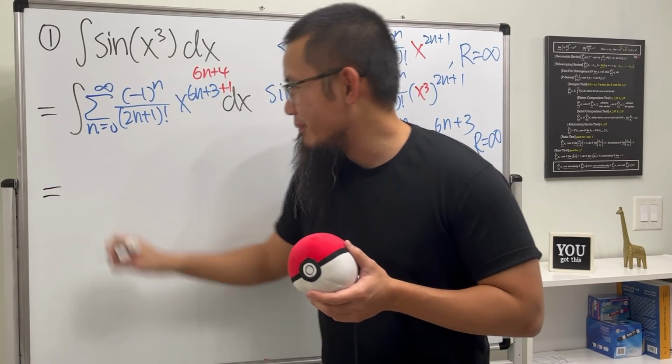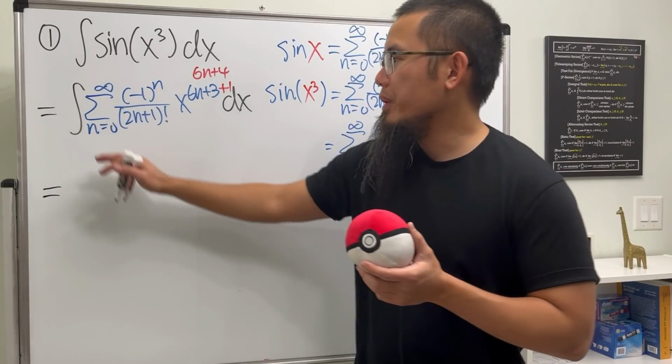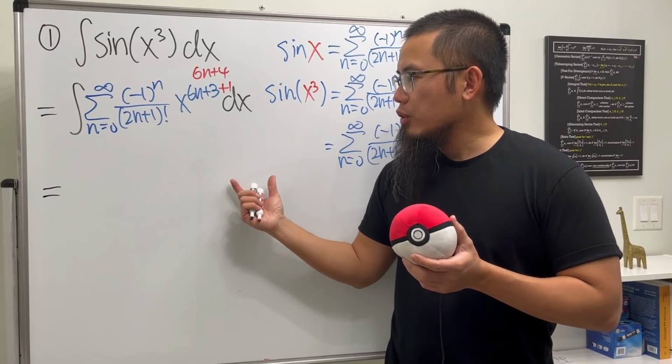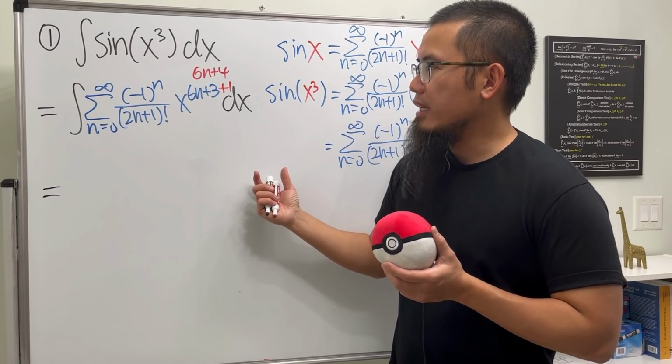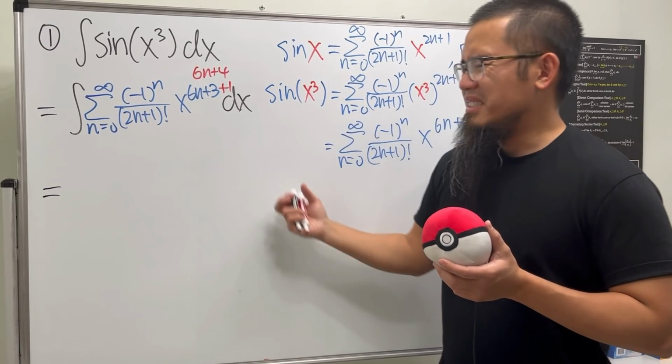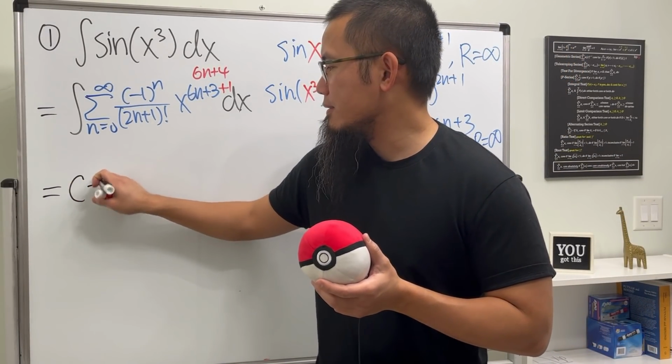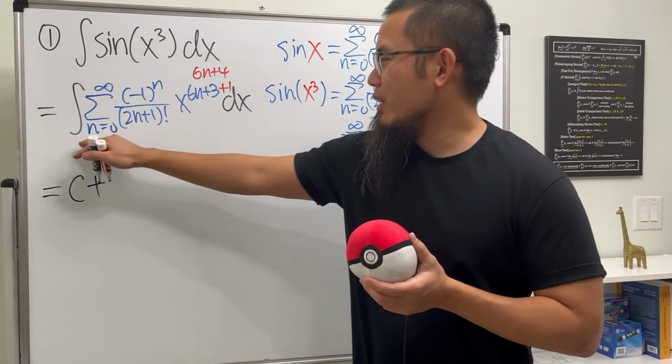So here we go. By the way, remember that when we integrate anything, we should put down a plus c at the end. But I'm not going to put down a plus c at the end because that will look like the series and then the c is inside of the series. So we don't like that. Let's put on c plus first, okay? And then here we go.